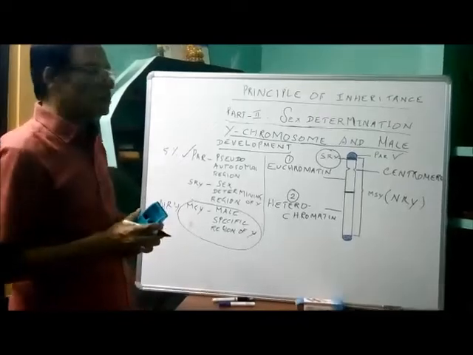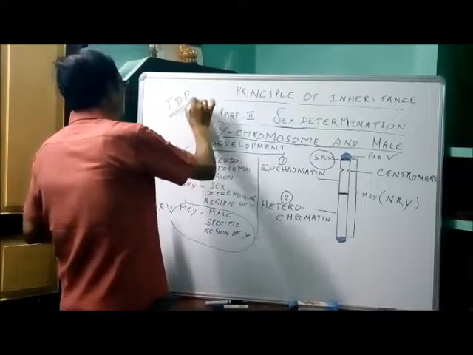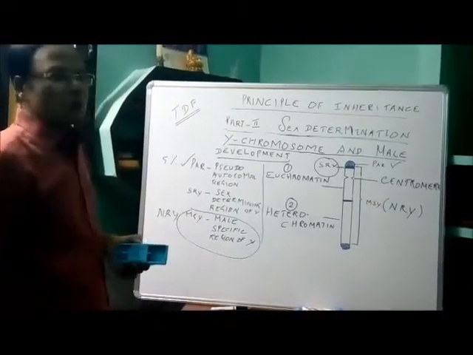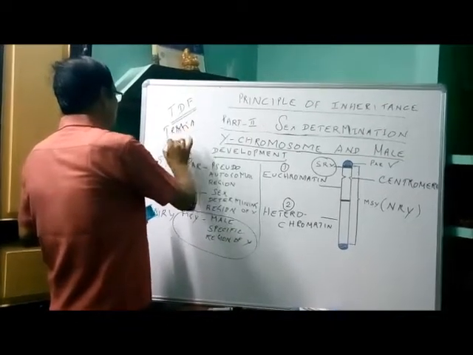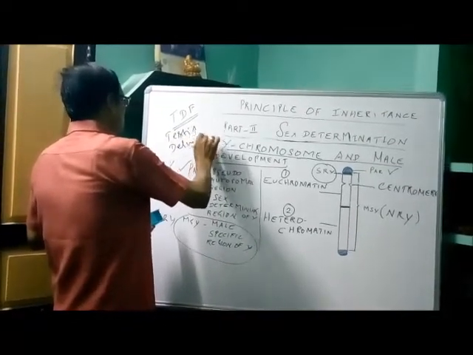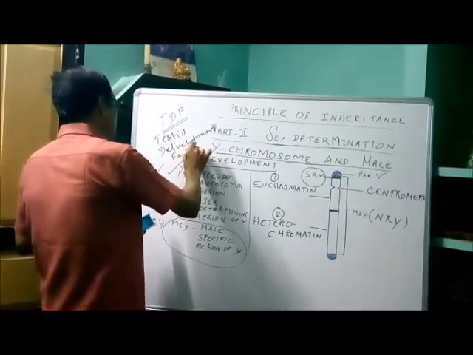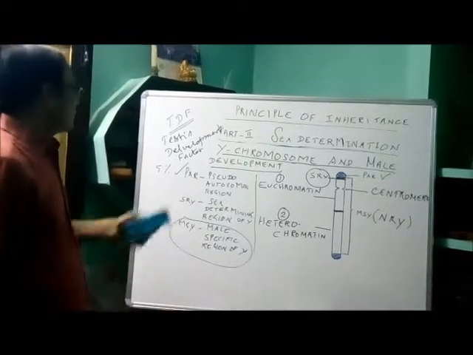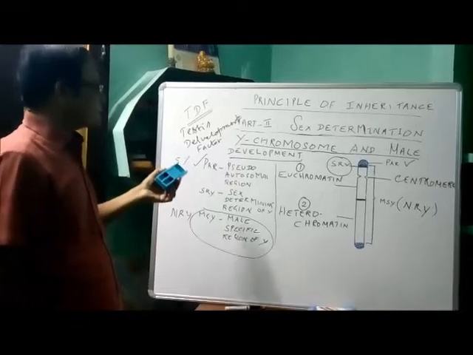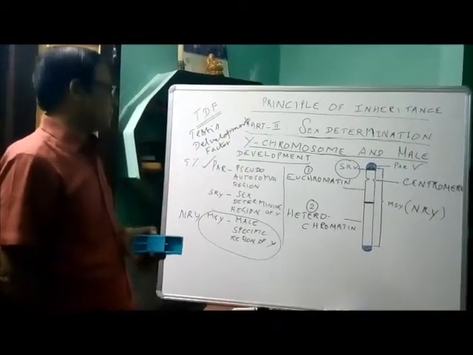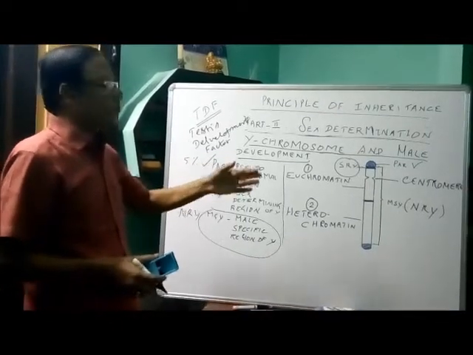Its product is called testis development factor. The region codes for testis development factor, a product of the SRY region. It is present in adult males and is responsible for the development of the testis and associated male characters. This is about the Y chromosome and its role in the development of male characters.